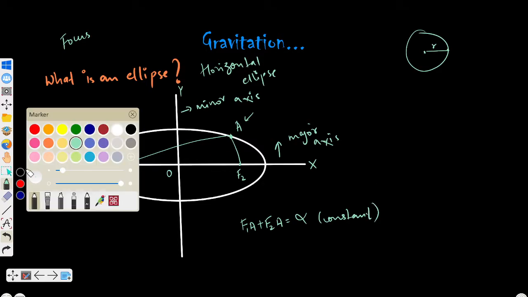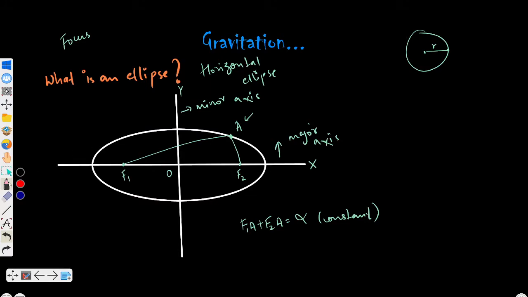Now if I consider another point, I'll use a different color for this. Let's say there's another point on the ellipse which I will mark as B. Now if I join f1 with B and f2 with B, the property is that the distance f1B plus the distance f2B will again be a constant, that is alpha. In both the cases, the sum of the distances of a point on the ellipse from the focus will give you the same value. This is the special property of an ellipse.